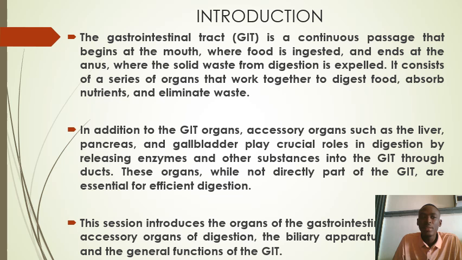It begins in the mouth and continues through the esophagus, through the stomach, to the small intestine, the large intestine, and ending at the anus. Along the way, several accessory organs, including the liver, the pancreas, and the gallbladder, contribute enzymes and bile to aid digestion. The GIT plays a crucial role in maintaining overall health by ensuring the body receives the nutrients it needs for energy, growth, and repair, while also regulating waste elimination.